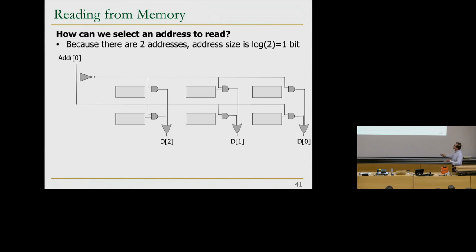If the address is 1, it's exactly opposite. If the address is 1, this becomes 0, so this doesn't get connected over here. And this becomes 1, so the value of this is what drives the output over here. So if the address is 1, we're reading these 3 locations in parallel. Okay?